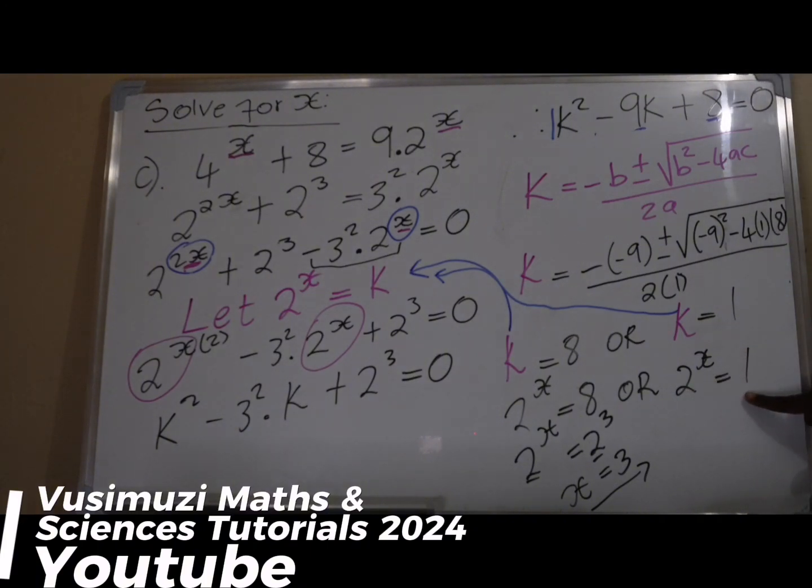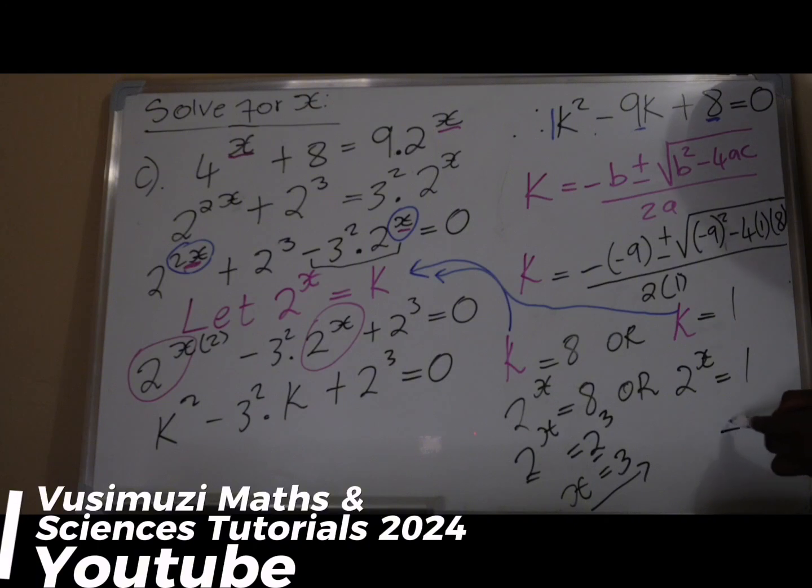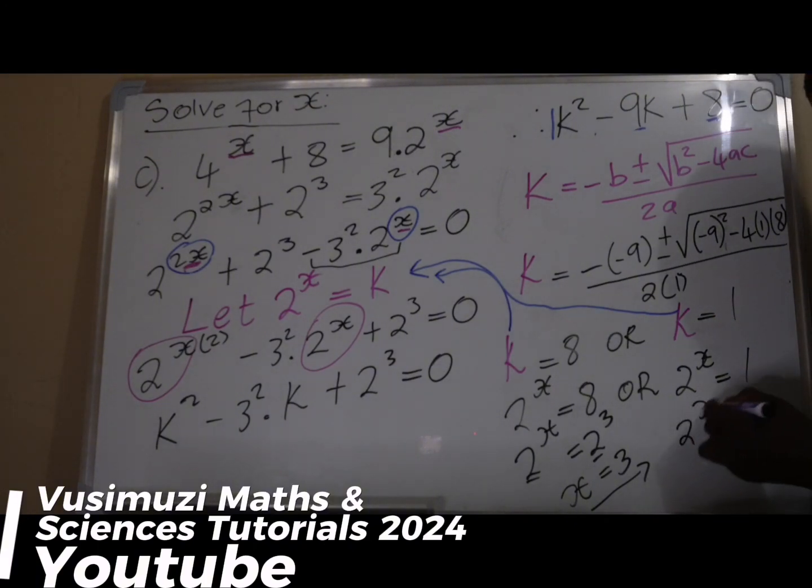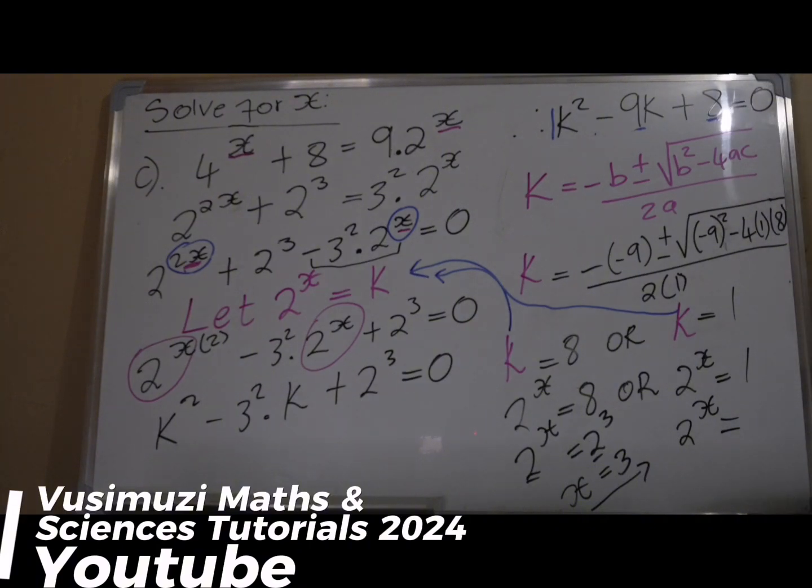When you come to the other solution, you get 2 to the power x equal to 1. Remember, any number to the power 0 is 1. And our aim is to make sure that the bases are the same. Now, I know 2 to the power 0 should be 1, because any number to the power 0 is 1. And our bases should have the same sign. In this case, it's positive and positive.